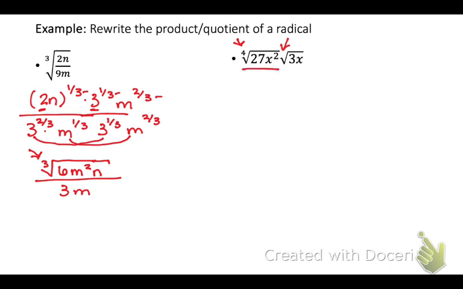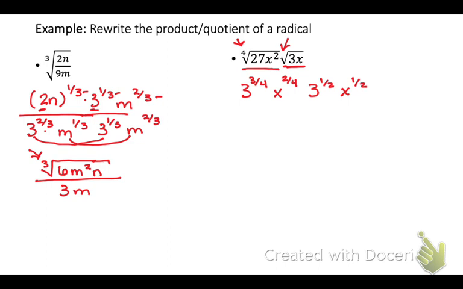How can we break down 27? 3 to the third. So I have 3 to the 3/4. Where'd the 4 come from? The root. X to the 2/4. I'm going to put 2/4 first. And then I have 3 to the what? What's this one? 3 to what power? 1/2. And x to the 1/2.